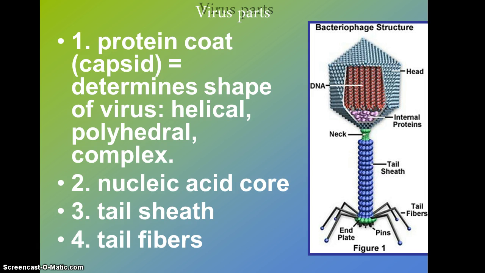These are the main parts of what a virus has. There is a protein coat, also known as the capsid, and that capsid is going to determine the shape of the virus. It could be helical, polyhedral, complex. There's a few other shapes. It will have a nucleic acid core, whether that is DNA or RNA. It usually has some type of tail sheath and some tail fibers, and it's those fibers that are able to embed itself into that host cell.